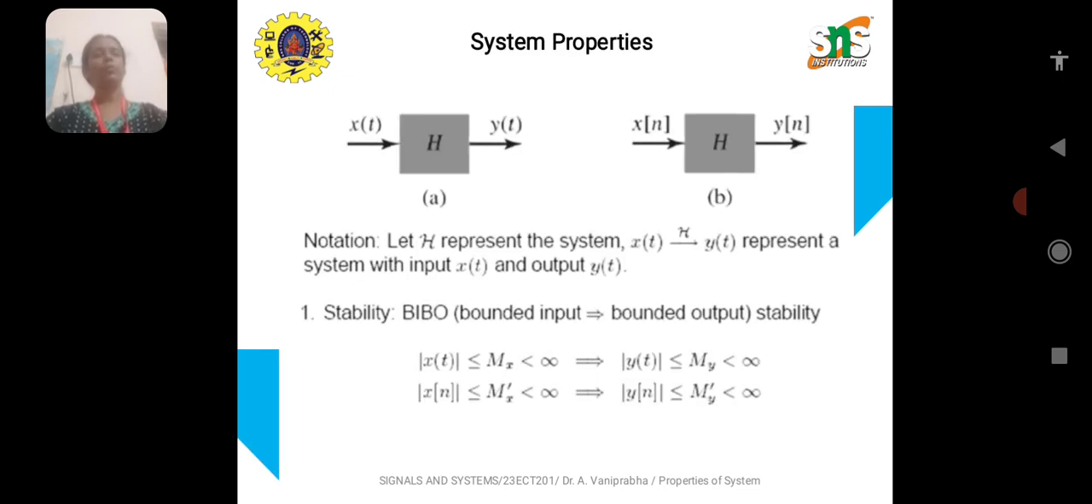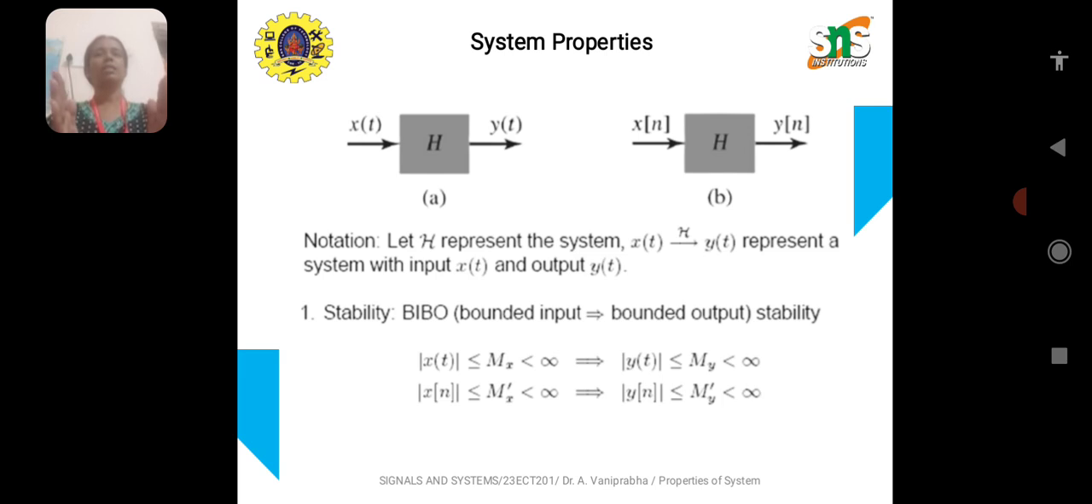Today we are going to learn about the system and its properties and classification. What is a system? As we discussed earlier, a signal is a physical phenomenon that can be represented either mathematically or graphically, and it is information which will be conveyed from one point to another. So for this process to happen, we need a system.